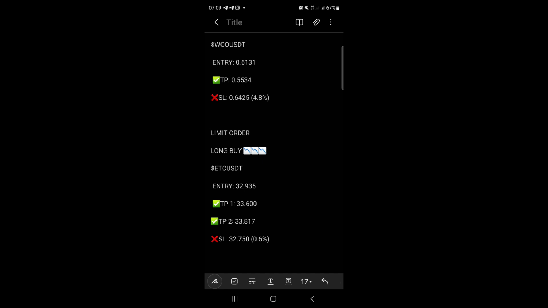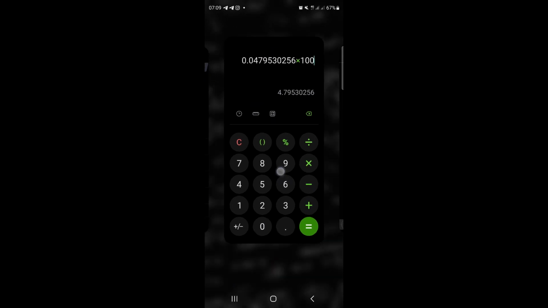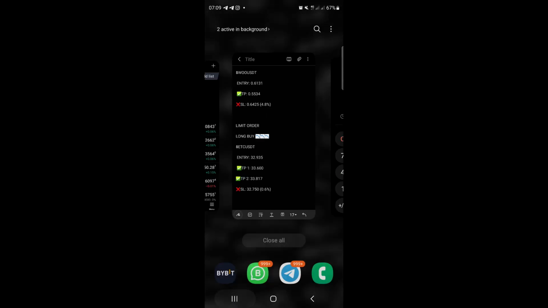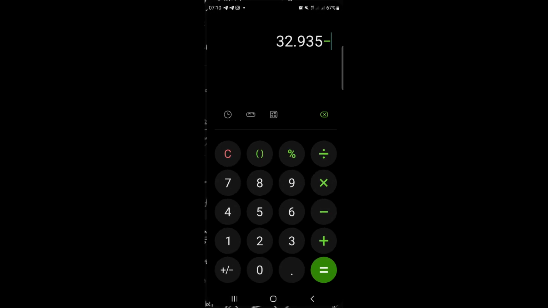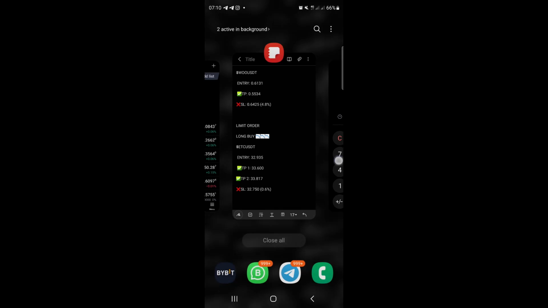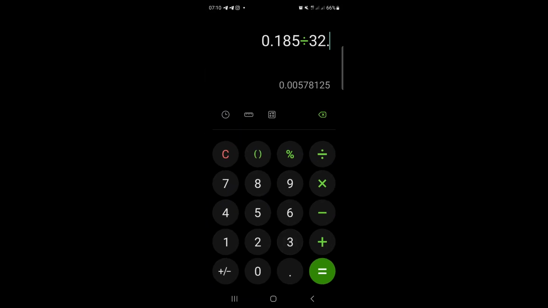Your entry is 32.935. So you come here: 32.935 minus your stop loss, which is 32.750. This is what you get: 0.185. So you're going to divide this by your entry. What is your entry again? 32.935. Like I always say, this is actually the stop loss as a fraction, but to get it in percentile, you multiply by 100.